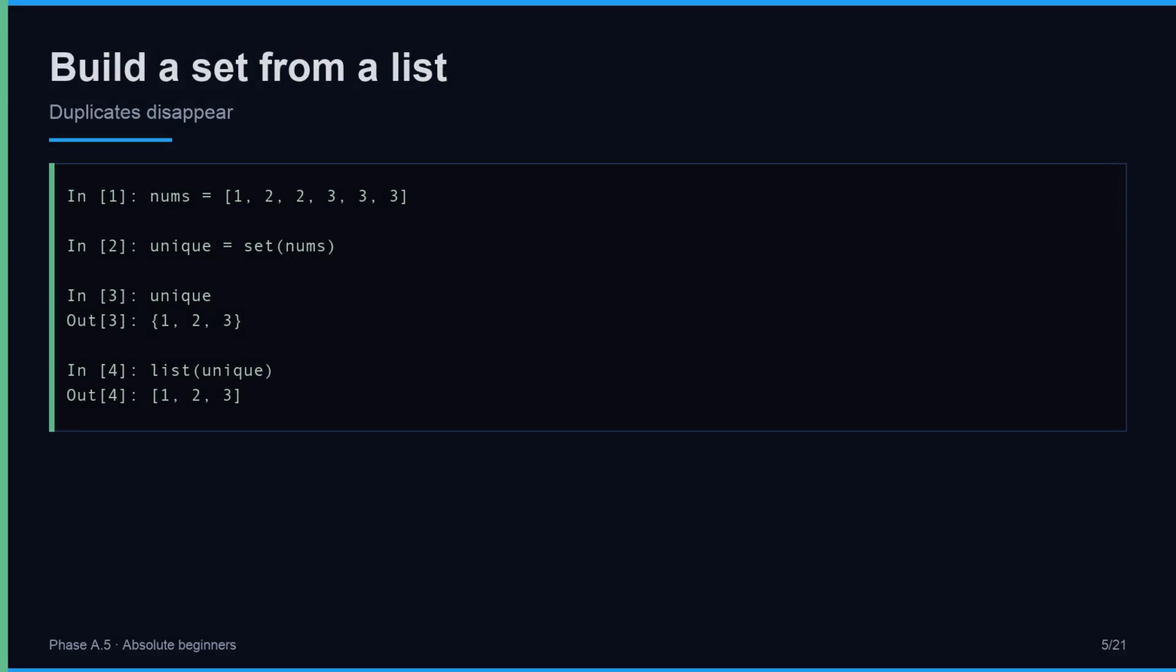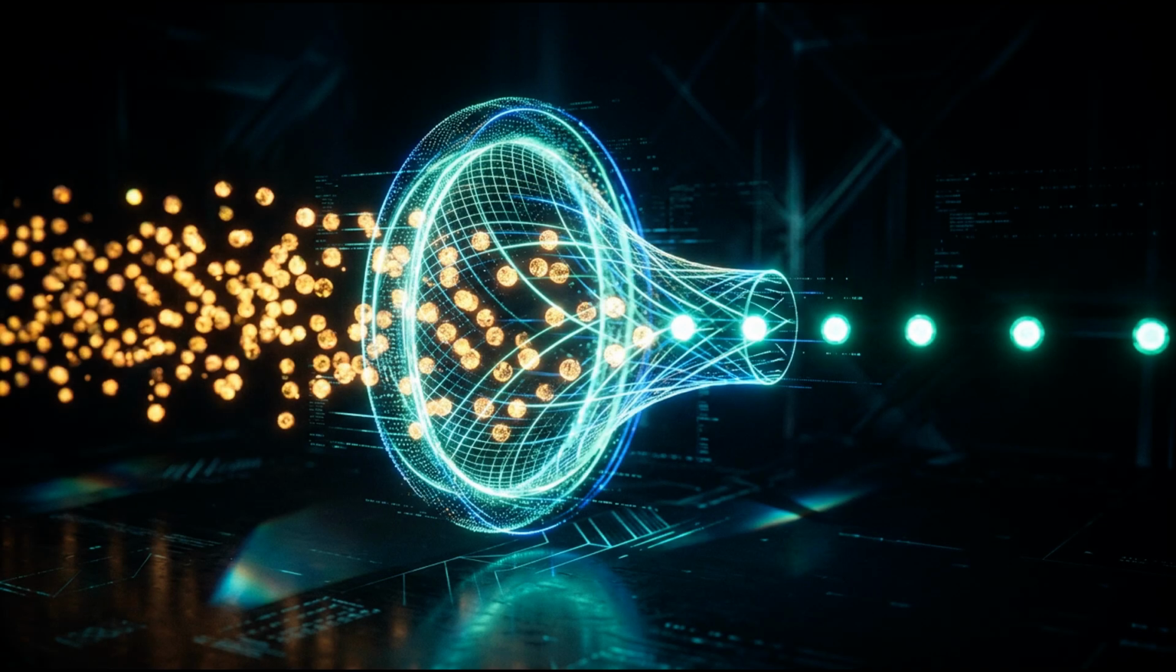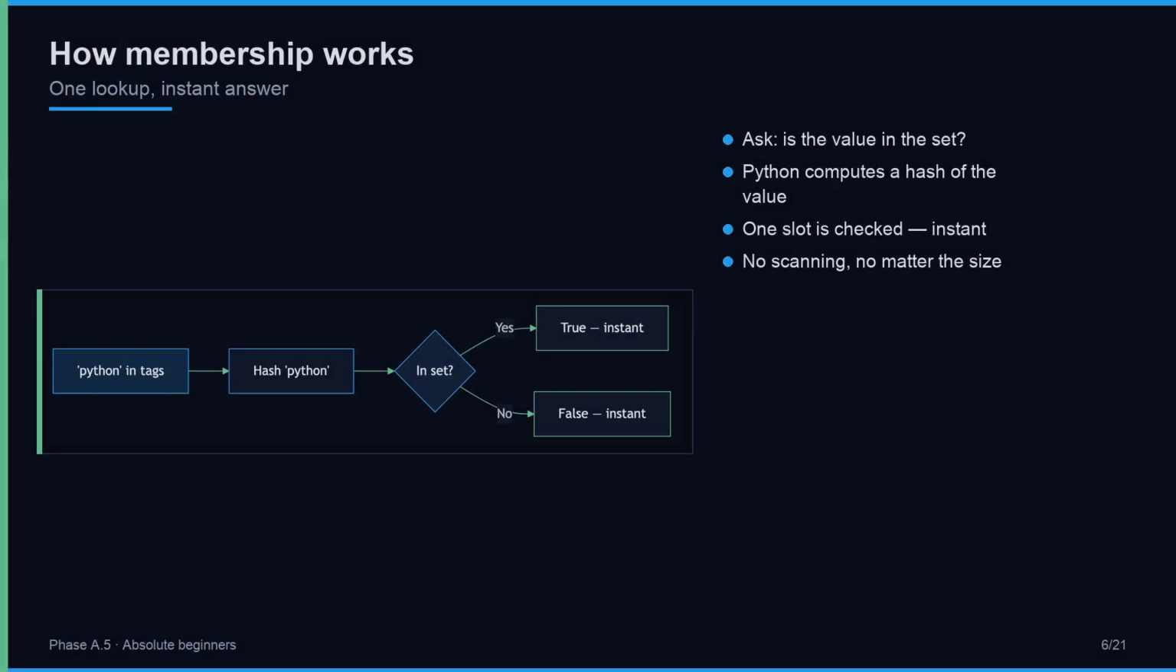Sets become powerful when you build them from something else. Nums is a list with duplicates, 1, 2, 2, 3, 3, 3. Pass that list to set and Python gives you back a set with only the unique values, 1, 2, 3. The duplicates are gone. Wrap that result with list and you have a clean list with no repeats. This trick, list of set of something, is the standard way to remove duplicates from any list. We come back to it at the end of this lesson. Duplicates disappear, a set is less a shelf and more a sieve. You pour values in, and the duplicates fall away quietly. What remains is the pure collection of distinct things. Pour and filter.